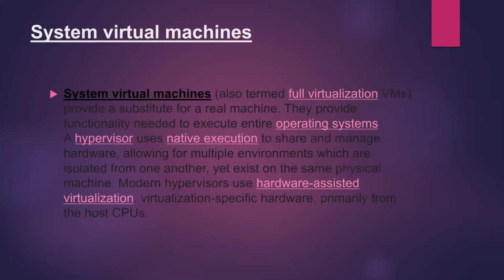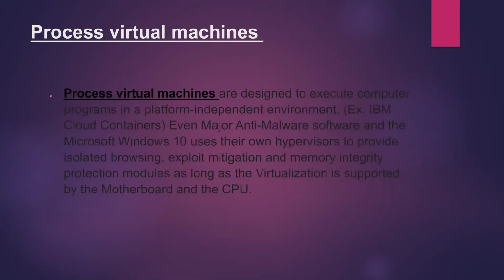First, we are going to talk about system virtual machines. System virtual machines provide a substitute for a real machine. They provide the functionality needed to execute entire operating systems, and a hypervisor uses native execution to share and manage hardware, allowing for multiple environments which are isolated from one another yet exist on the same physical machine. Modern hypervisors or virtual machines use hardware-assisted virtualization and virtualization-specific hardware, primarily from host CPUs.